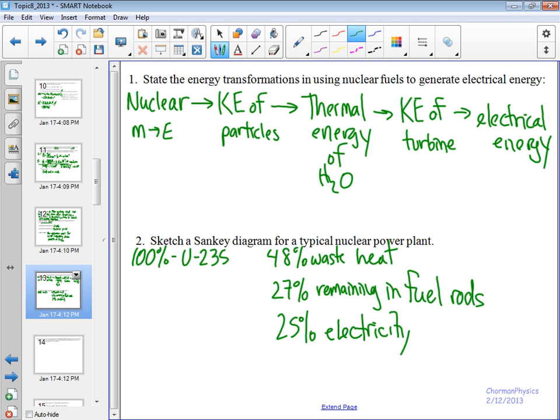So we can do some calculations here to figure out how much nuclear fuel we would need to run a power plant, and I'm going to do that in the next video.